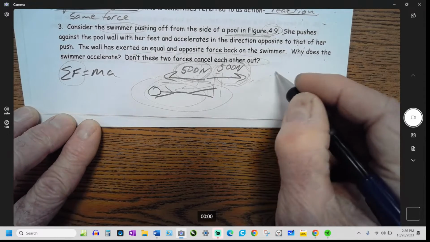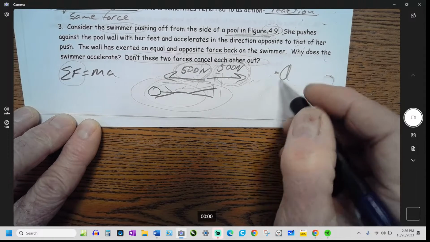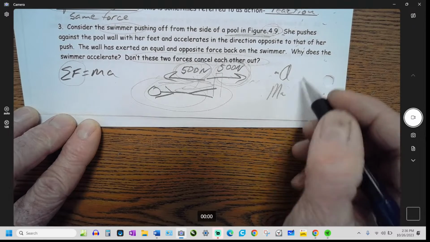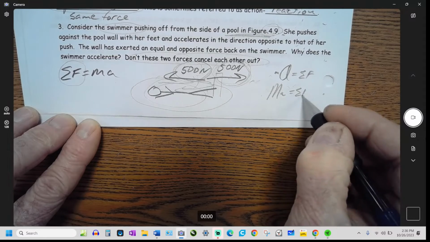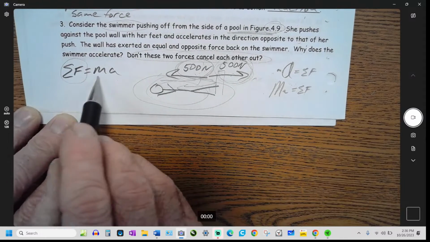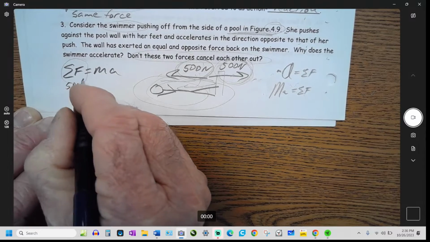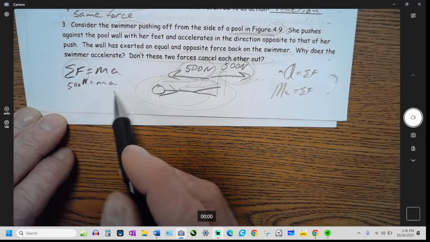That's where we get into, the mass of the swimmer is small, so the swimmer accelerates a lot. The mass of the wall is big. The wall doesn't accelerate much. The net force experienced by each of them is roughly the same size. But if we want to know how fast the swimmer's going, we just put in 500 newtons, and then we can calculate their acceleration based on that.